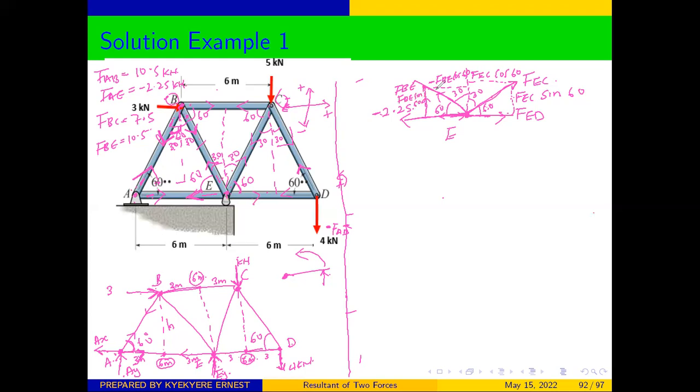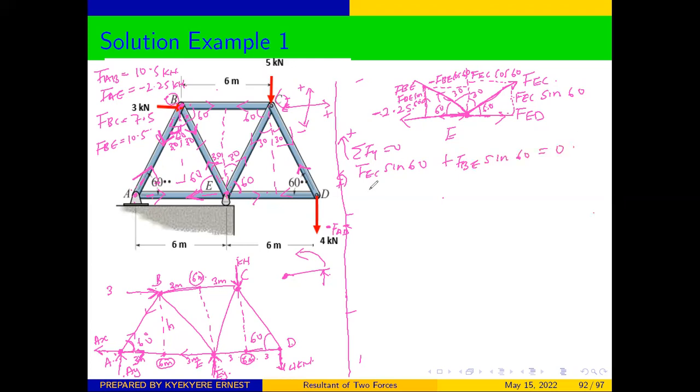And from here, we can just put our sum of all Y is equal to 0 and sum of X is equal to 0. So sum of Y is equal to 0. Don't forget that when you are moving up, it's positive. We only have two Y components, one for this force here and another for this. The one for this is positive. We have FEC sine 60, and then we have the one for this side, which is FDE sine 60 is equal to 0.